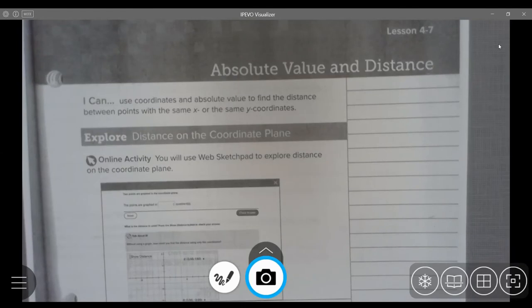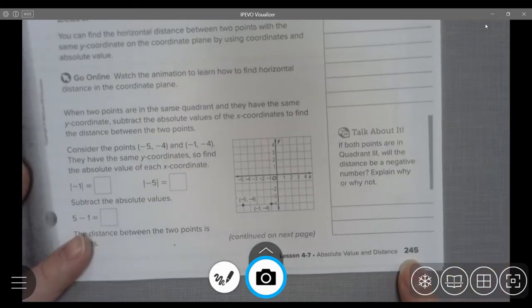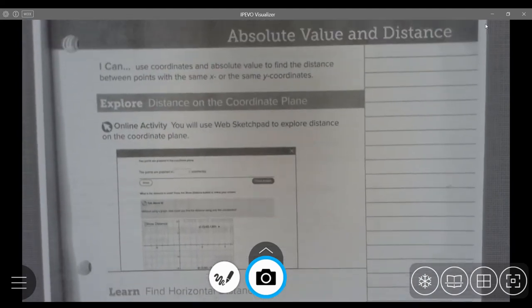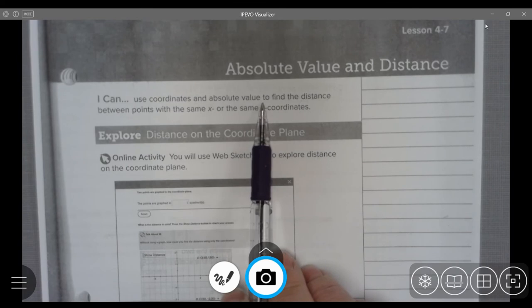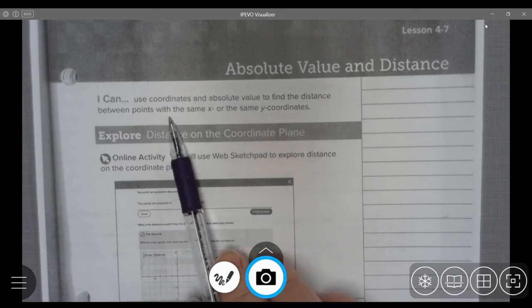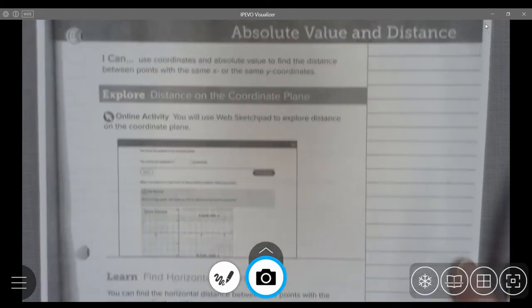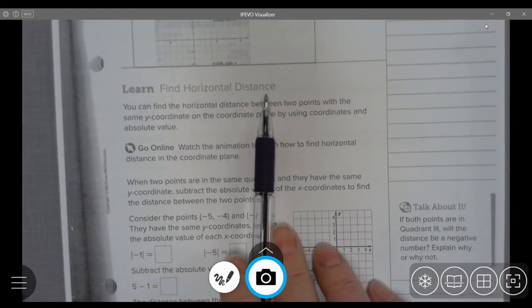Today we are going to do the notes for lesson 4-7, and those notes begin on page 245. Absolute value and distance. I can use coordinates and absolute value to find the distance between points with the same x or the same y coordinates. Starting at Learn, find horizontal distance.